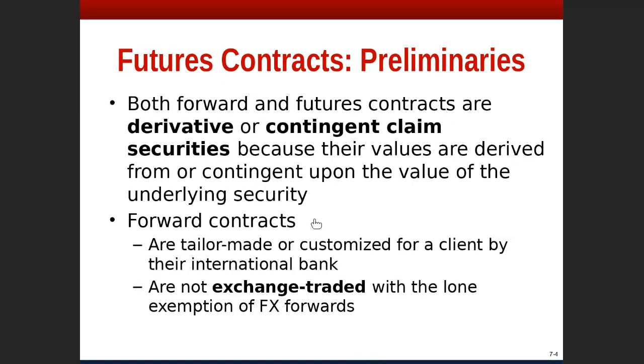Futures contracts. Okay. Both forward and futures contracts are derivative or contingent claim securities. Why? Because their values are derived from or contingent upon the value of the underlying security.